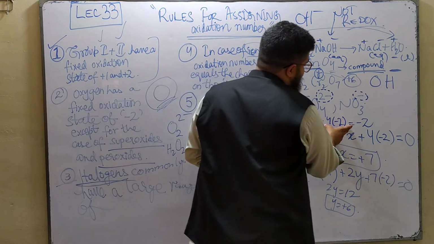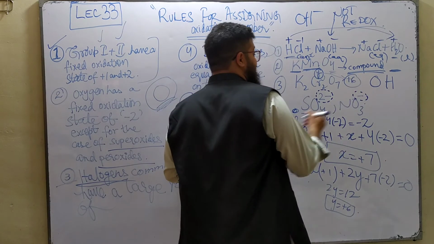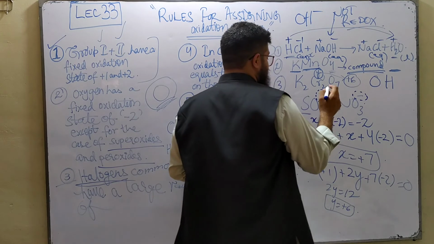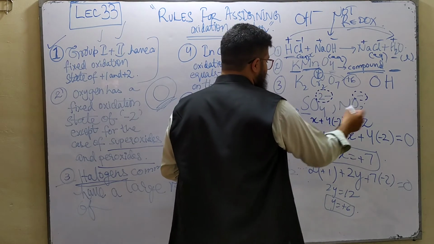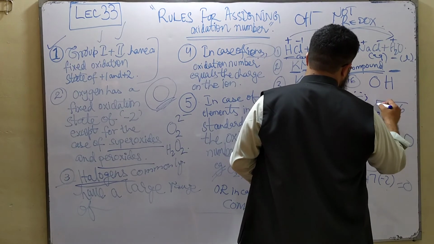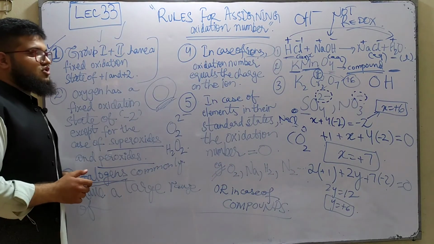So 4 times -2 is -8. It will go there, become +8. 8 minus 2 is +6. So +6 is the charge of sulfur in case of sulfate.